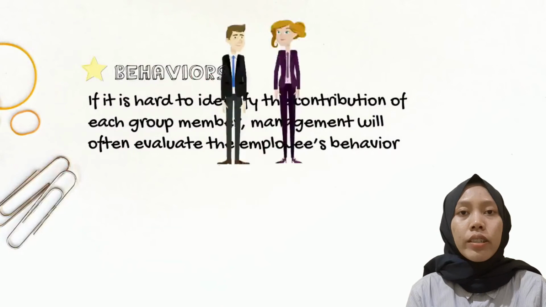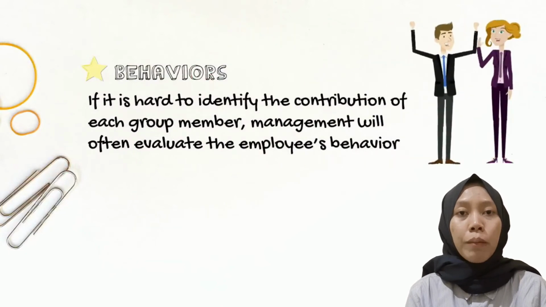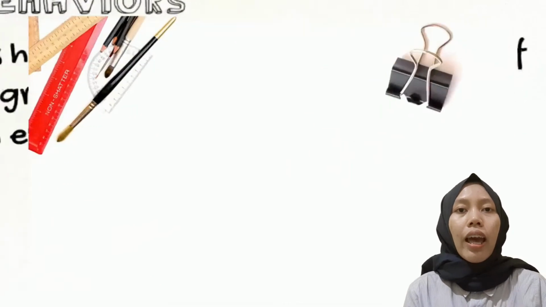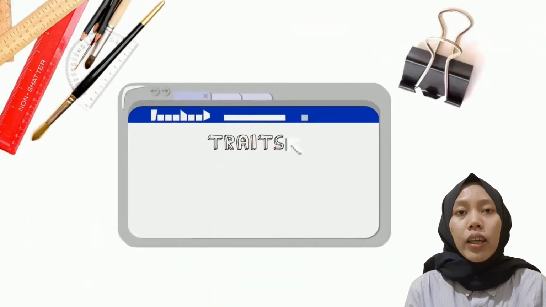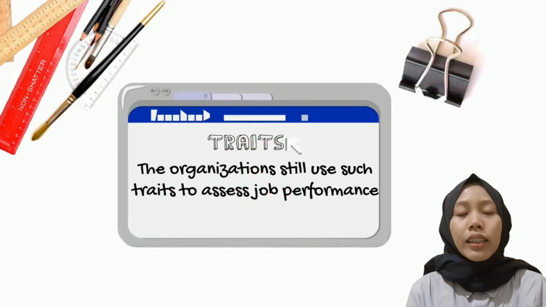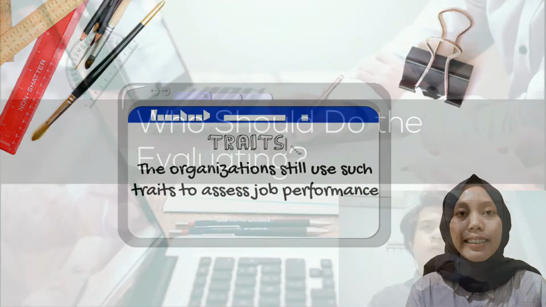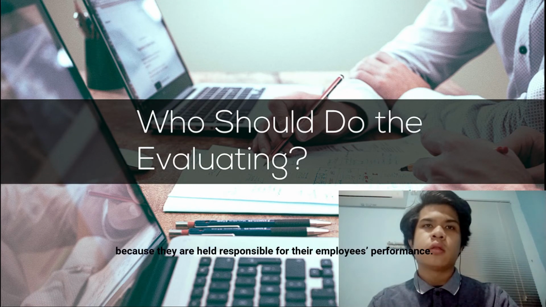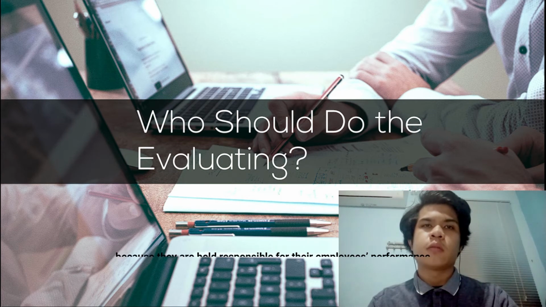If it is hard to identify the contributions of each group member, management will often evaluate the employee's behavior. And the third is traits. The organizations still use traits to assess job performance. Who should do the evaluating? By tradition, the task has fallen to managers because they are held responsible for their employees' performance.